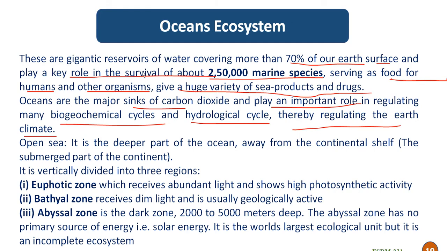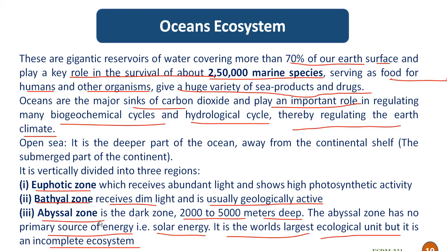The open sea is the deepest part of the ocean, away from the continental shelf, the submerged part of the continent, and it is vertically divided into three regions. First is the euphotic zone, which receives abundant light and shows high photosynthetic activity. Second is the bathyal zone, which receives dim light and is usually geologically active. Then third is the abyssal zone, the dark zone, 2000 to 5000 meters deep. The abyssal zone has no primary source of energy, that is solar energy. It is the world's largest ecological unit, but it is an incomplete ecosystem.